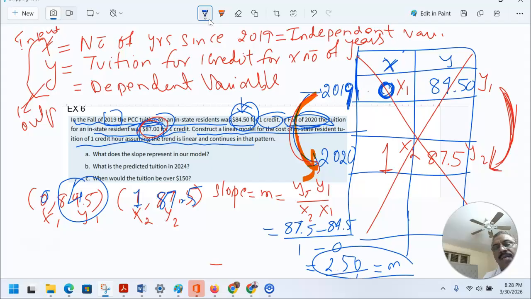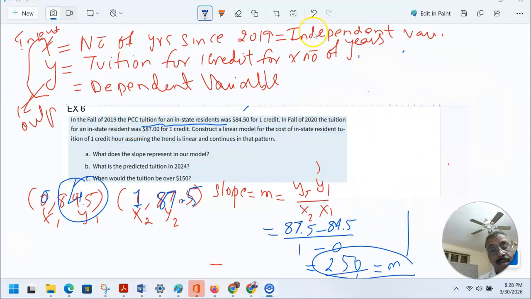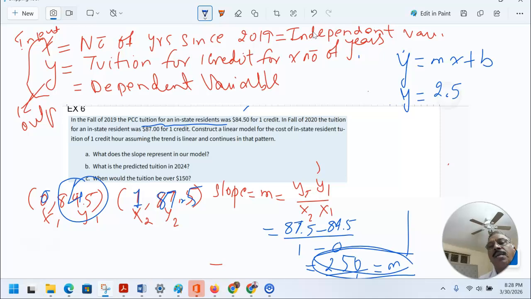The slope is... okay, once you get this, now we write the equation. What is the equation? So y is mx plus b. So y is, m is 2.5 times x and b. So our goal now is how to find this b, right?